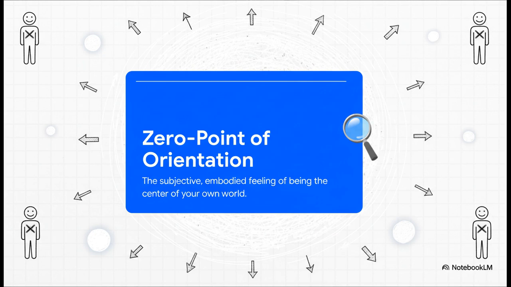So what is this zero point? It's your body's built-in "you are here" marker. It's that gut feeling that you are the center, the origin point from which all directions, up, down, forward, and right and left, actually make sense. You can't explain your right hand to someone else. They have to feel their own. It's totally subjective. It's your personal starting point.